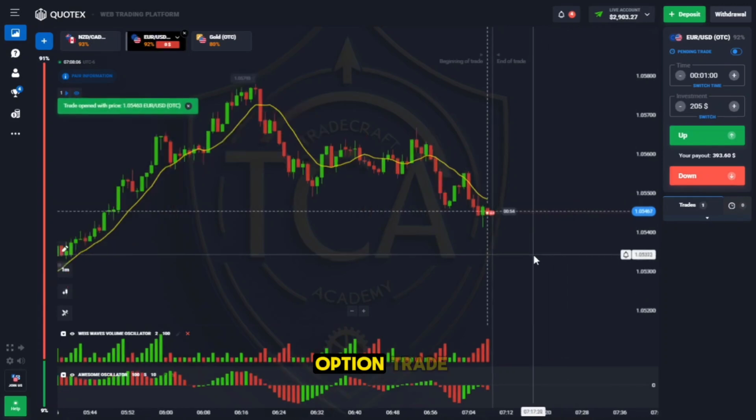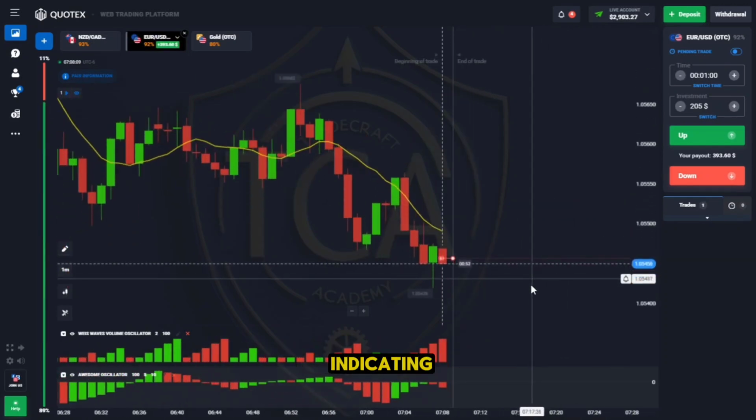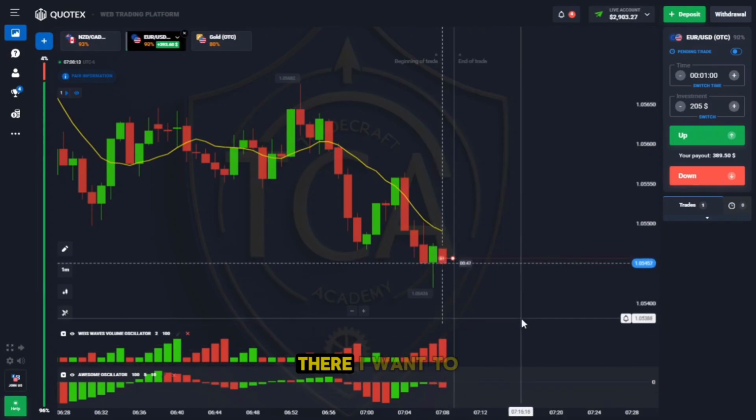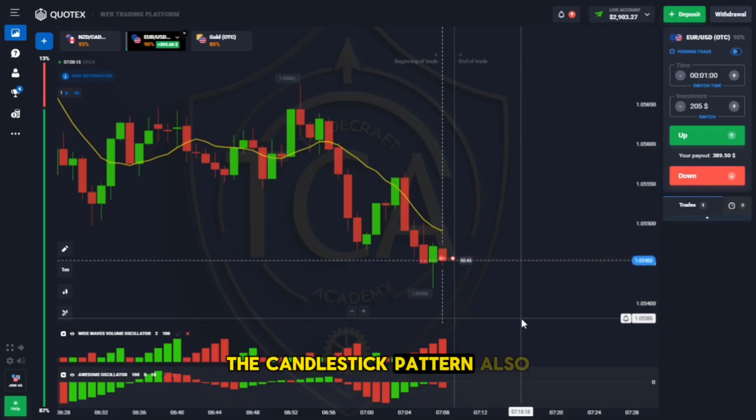So I placed a put option trade. Both indicators are also indicating the next candle could go down. Let's wait for the result. I want to tell you that the candlestick pattern also indicates that the next candle will go down.